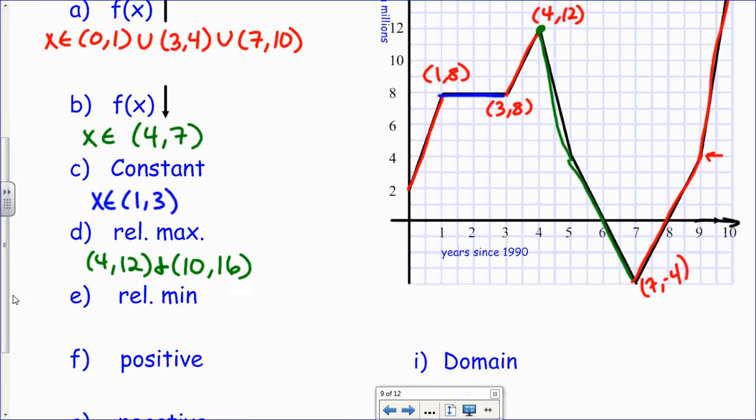And then I have only one minimum, one relative minimum. The reason why I wouldn't say the endpoint is a minimum is because it's not the minimum of my whole function.